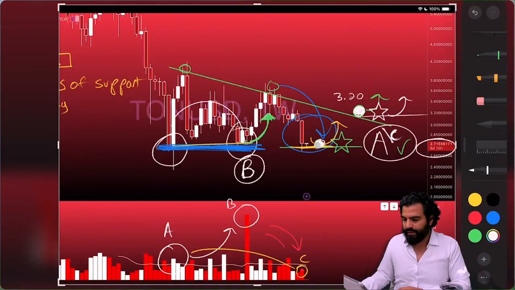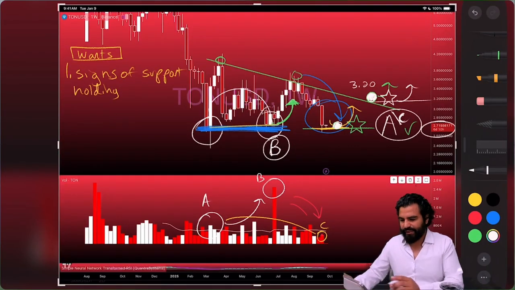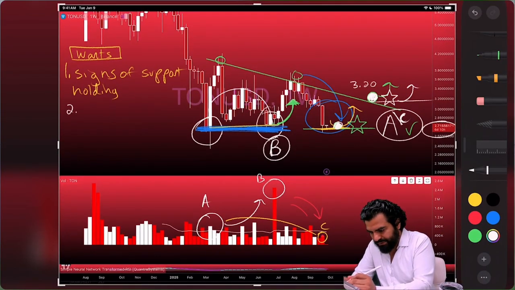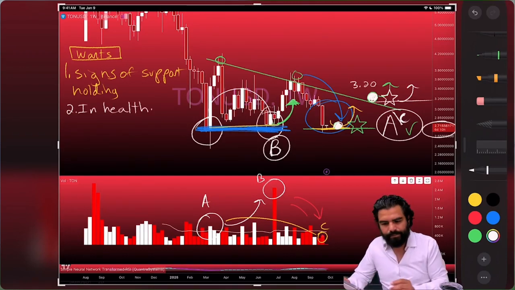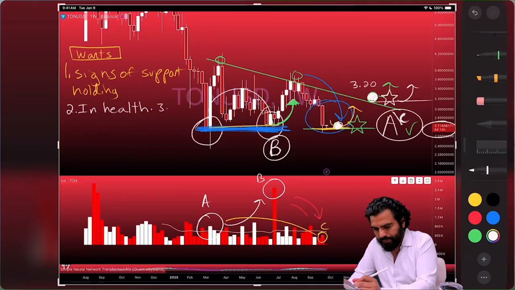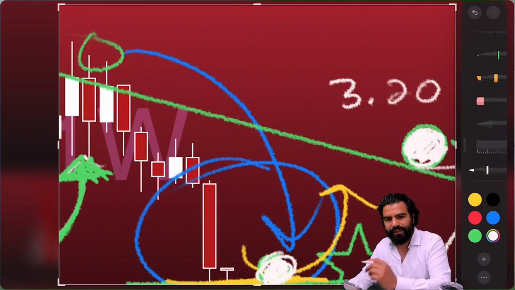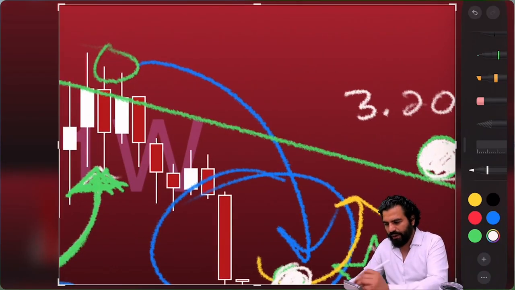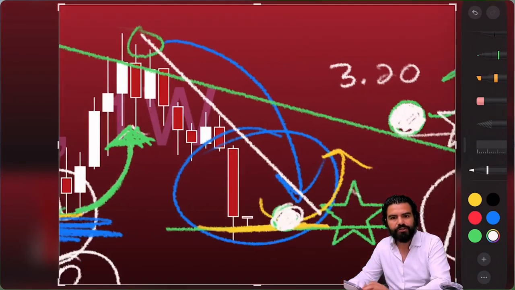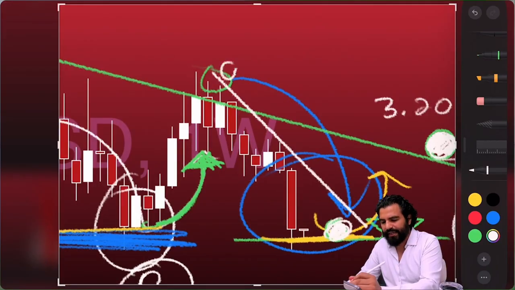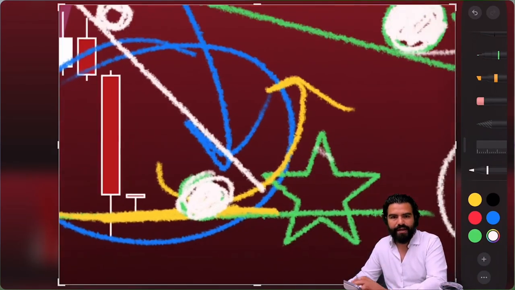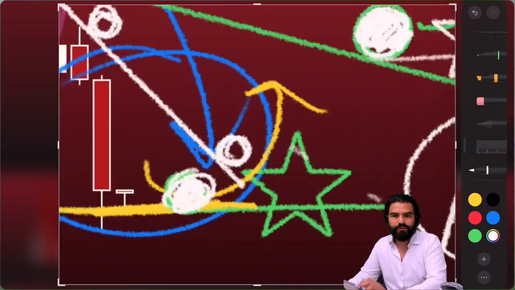Now, the next thing we want to see, number 2, is health. We want to see it in health, at 320. The other thing is you want a smaller health to have occurred. So you can go to a daily chart and draw that angle, and you need to be at least there. None of those have happened.